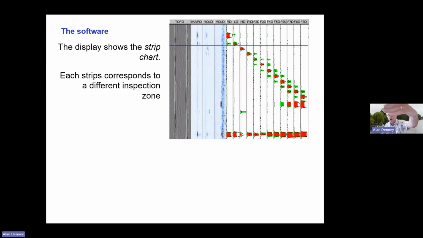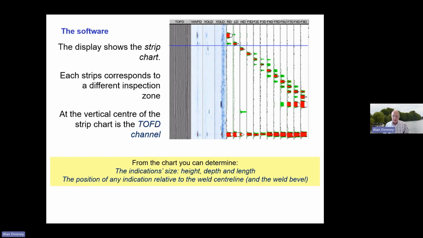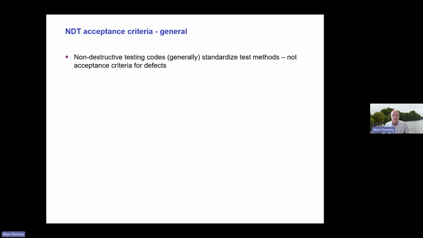And I'm sorry, the strip chart corresponds to the circumference of the pipe. So that's a length dimension as you run down. Each strip corresponds to a different inspection zone, and you've got the TOF channel. From that, the interpreter can see the height, size, depth, length, and position of any indication relative to the weld center line and the weld bevel. So it gets a lot of information from that trace. It's a very, very clever system.